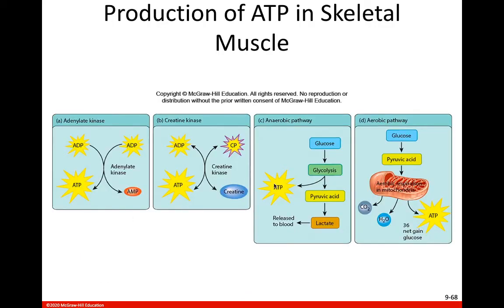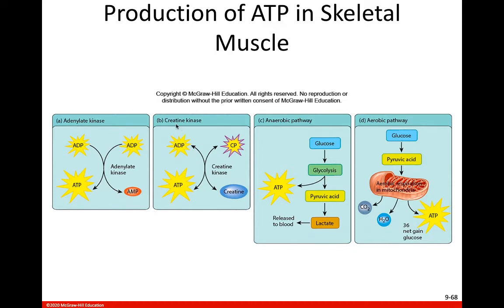So again, here is a visual to help you see the different ways that muscle cells can produce ATP. Again, we can use the myokinase, the adenylate kinase, where we take two 2-phosphate molecules, which are the ADPs, and they are used to produce one 3-phosphate molecule ATP and then one 1-phosphate molecule. So you have 4 phosphates here, you have 4 phosphates here. We have just rearranged them so that we have one 3-phosphate molecule ATP and one 1-phosphate molecule AMP.